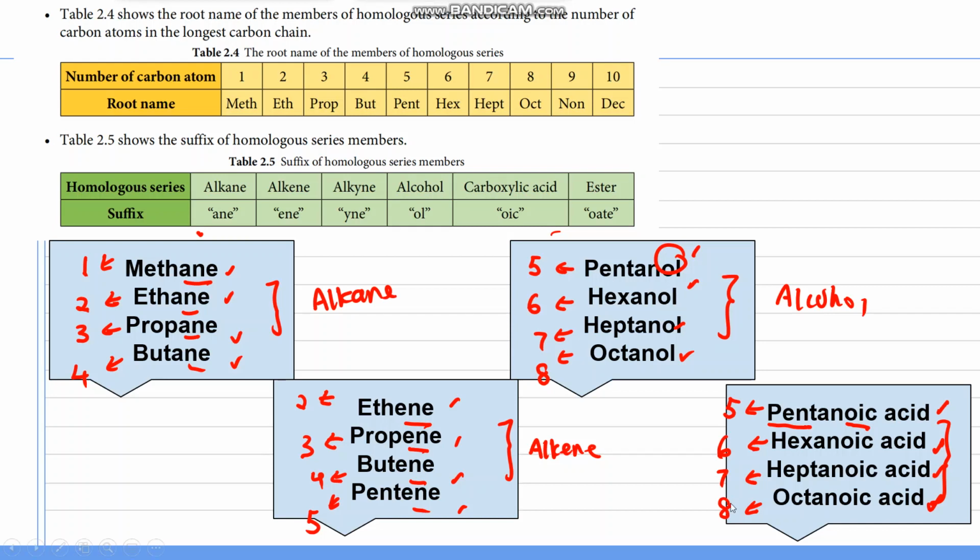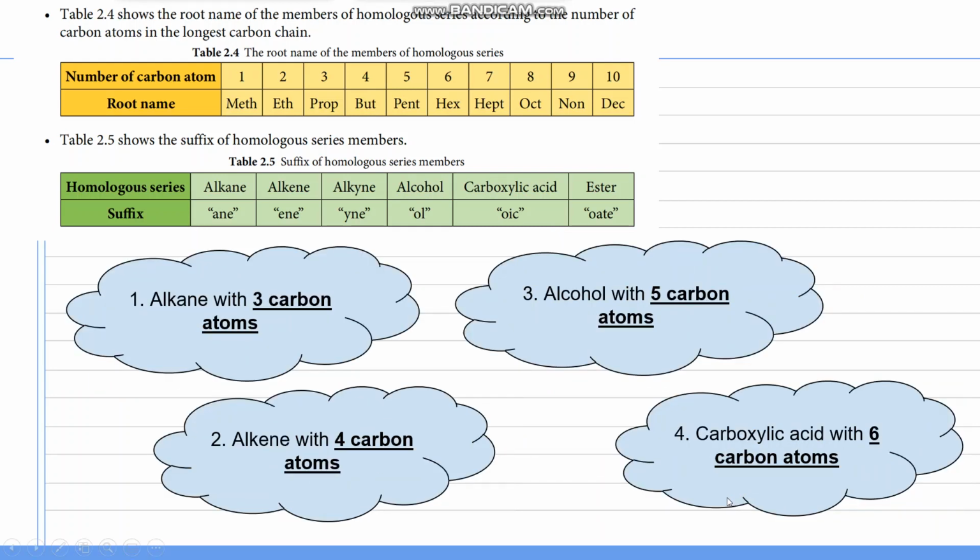So let's try a few more examples. In this case, you need to give the IUPAC name for each compound. For the alkane, you have 3 carbon atoms. We know that the root name for 3 carbon atoms is PROP, so I will name it propane. The suffix ends with -ane for the homologous series alkane. And then for the alkene with 4 carbon atoms, the root name starts with BUT, and I will name it butene, since the suffix is -ene.